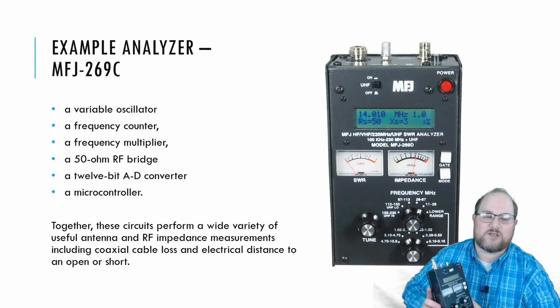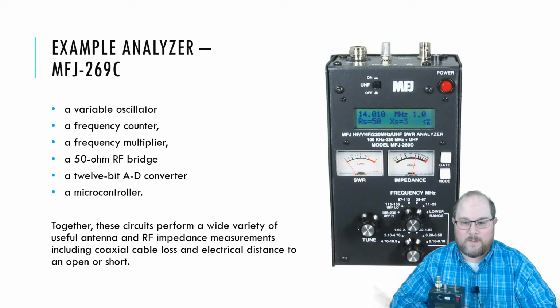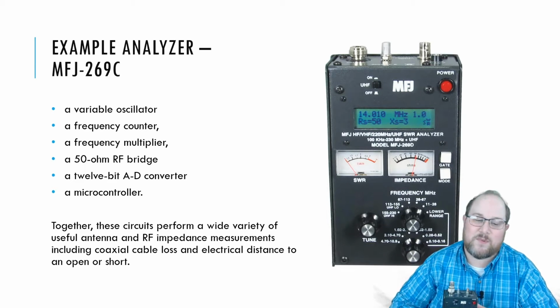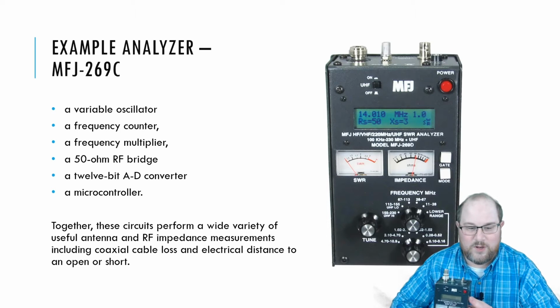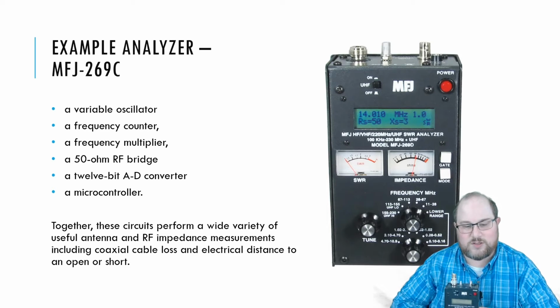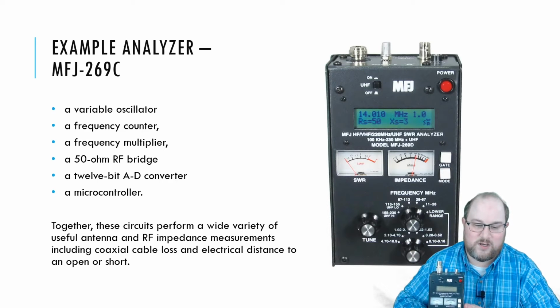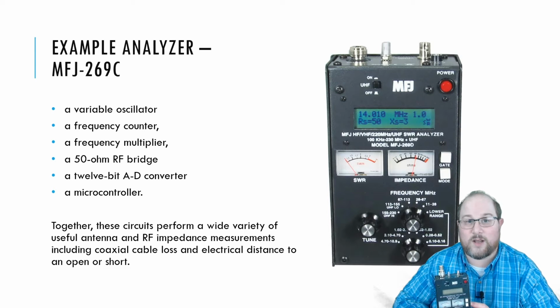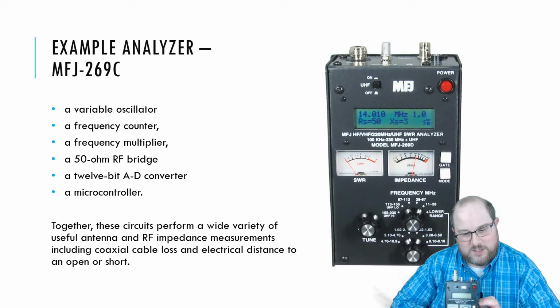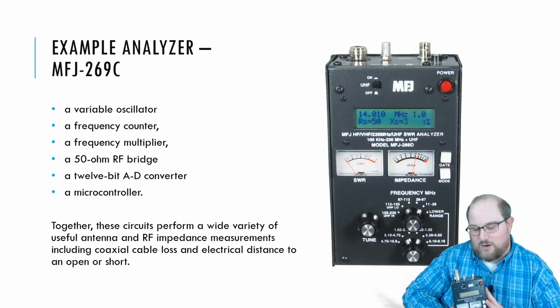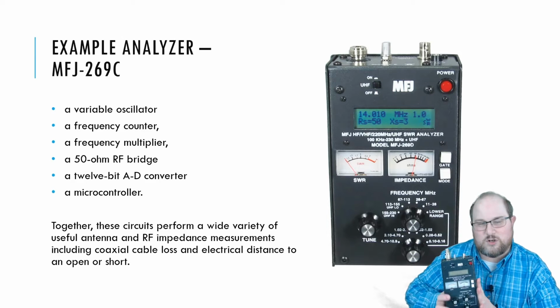Example antenna analyzer, the MFJ-269C. This particular model has a variable oscillator, a frequency counter, a frequency multiplier, a 50 ohm RF bridge, a 12-bit A to D analog to digital converter, and a microcontroller. All those allow this to perform a wide variety of useful RF impedance measurements, including coax cable loss and electrical distance to an open or short in the coax. This could be used in measuring antennas, testing tuners, testing all kinds of RF related equipment. So it's a pretty versatile piece of equipment.